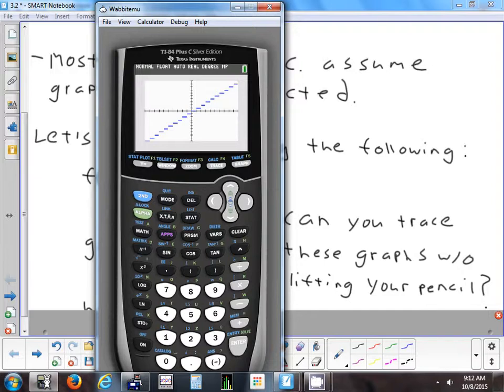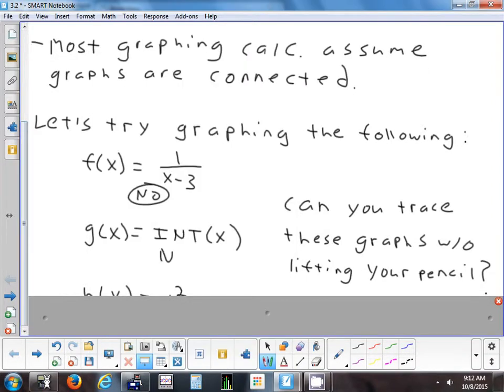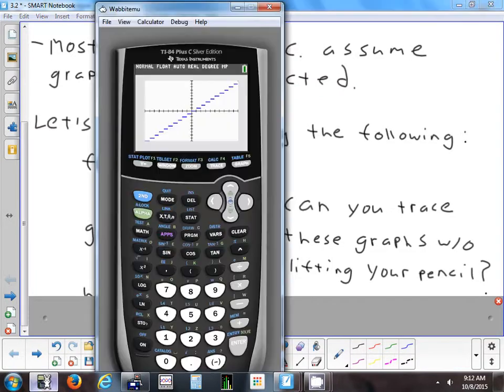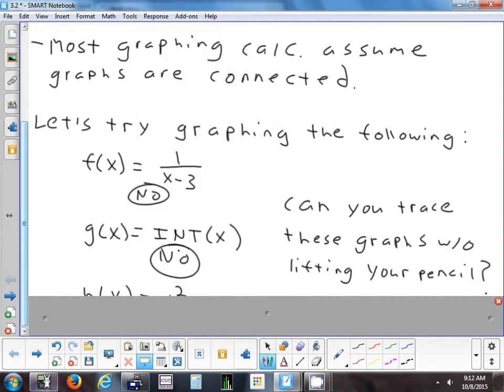All right? Could you trace this graph without picking up your pencil? No. But it's for a different reason. It's not because we have a divide by 0 error here. This is a totally different graph. It has breaks in it, where the other one has a divide by 0 error. So it's 2 different reasons why we can't trace it.